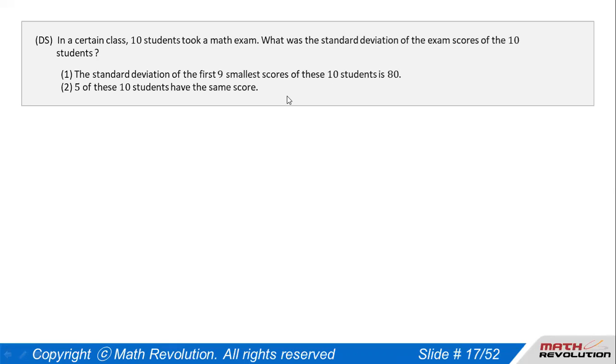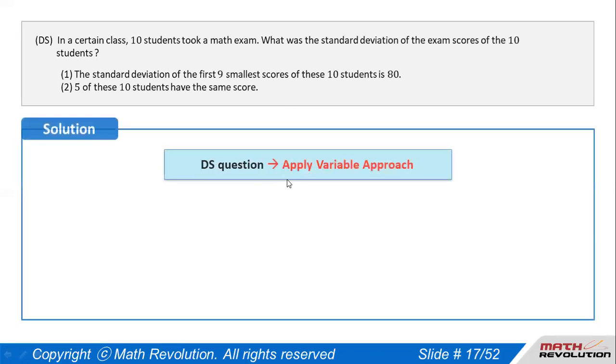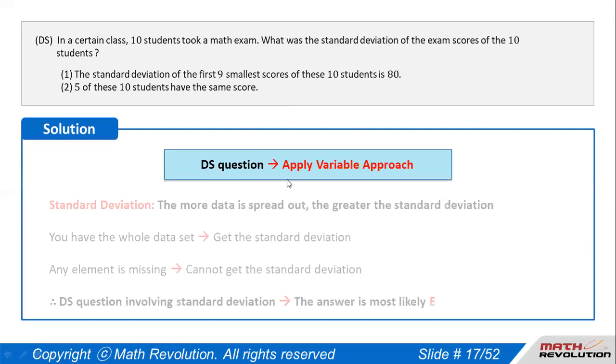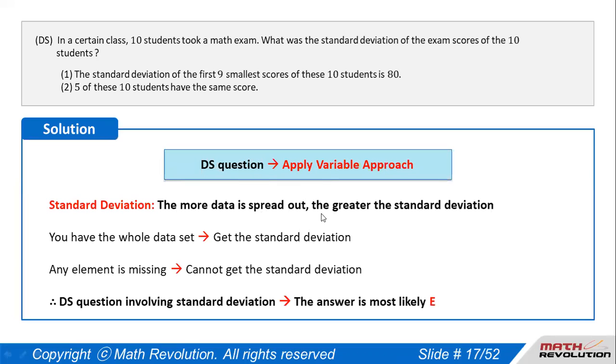I've already marked my answer for this particular question, but I just want to show you how we get through it. See, it's very simple. I'll just put you on the solution. We'll be applying the variable approach. You know, the more the data is spread out, the greater the standard deviation. Just make sure these two lines are very important.